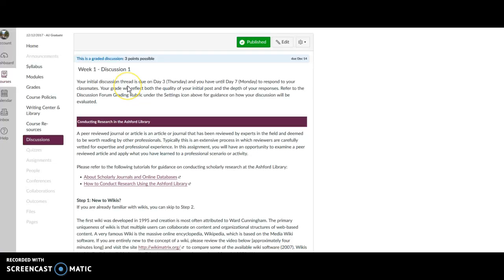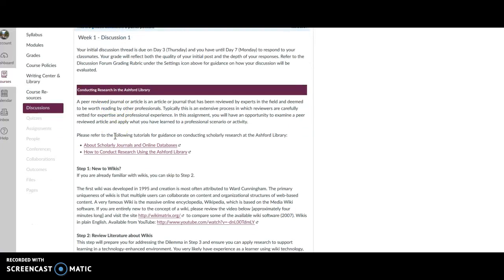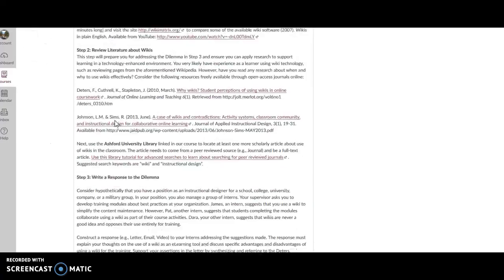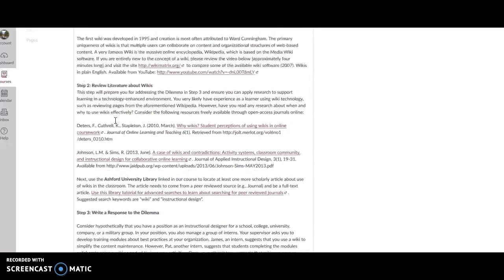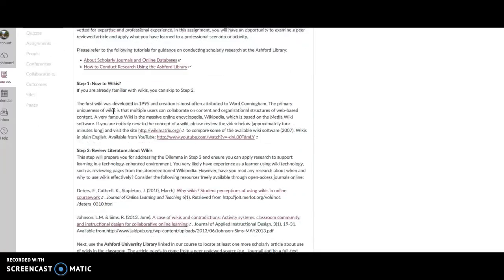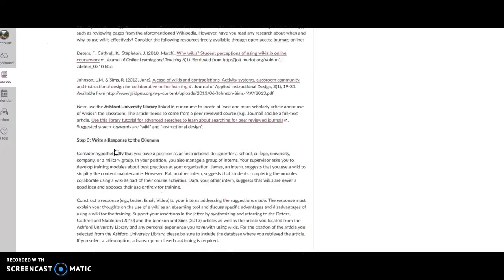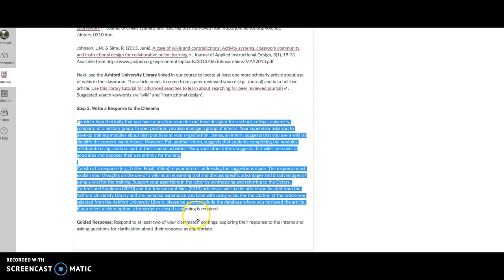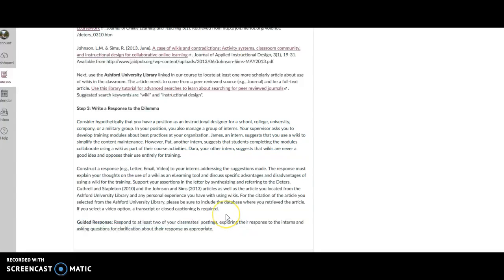Now, the week 1 discussion 1 talks about a peer-reviewed journal. It wants you to find a peer-reviewed journal as part of a 3-step assignment. So the first thing, it asks you to find out about wikis. A second step, to review literature, and then the third step is to write a response to the dilemma. So this is the actual discussion. And again, the overview gives some great insight into this.